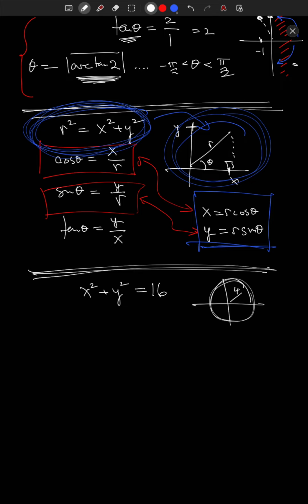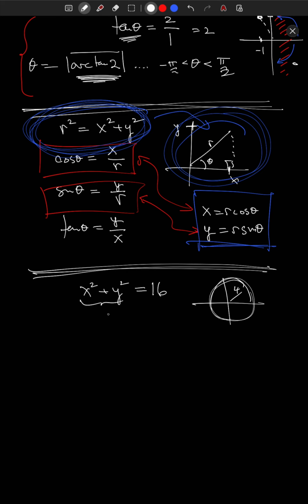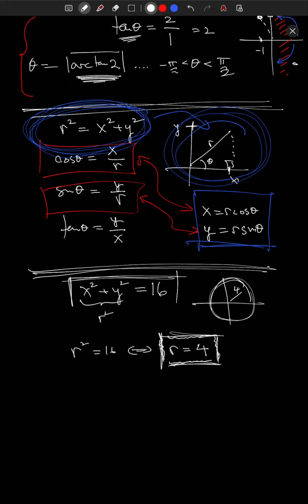So notice if you want to describe this using just polar coordinates, x squared plus y squared is r squared. So this is just r squared equals 16, and we can say that's r equals 4. So what we're saying is we're considering all the points whose distance to the origin, that's what r is, is exactly 4. So the description in polar coordinates for a circle about the origin is super simple, r equals something, whereas in rectangular coordinates, it was kind of complicated.